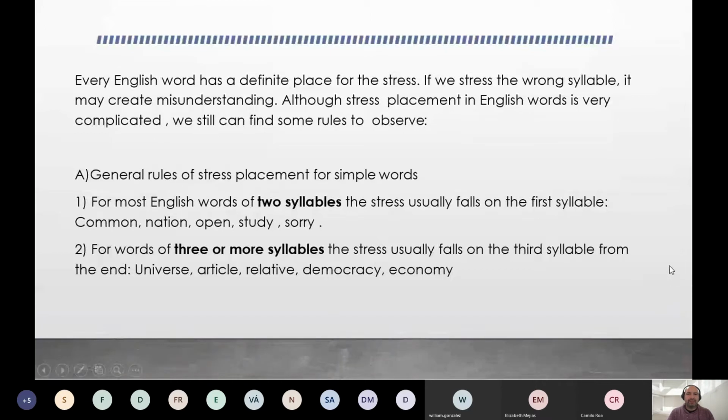Alrighty, so these are some general rules. English is a mess. English is a really messy language. You try to find the right path, but then you find so many different branches, so many different exceptions. So in general, these are some rules that we can follow, right? 2-syllable words. First syllable is the one stressed, as Camilo read, right? Common, nation. 3 or more syllables. You count from the last syllable, right? From right to left, and then that's where you place the stress.